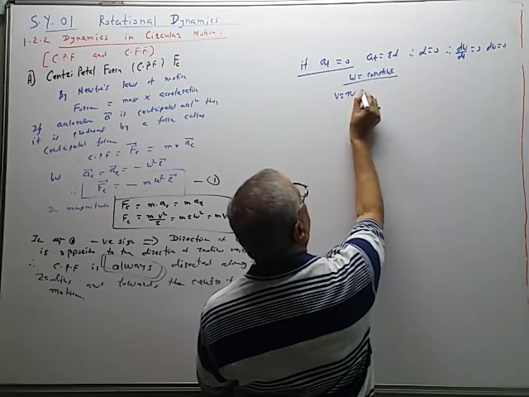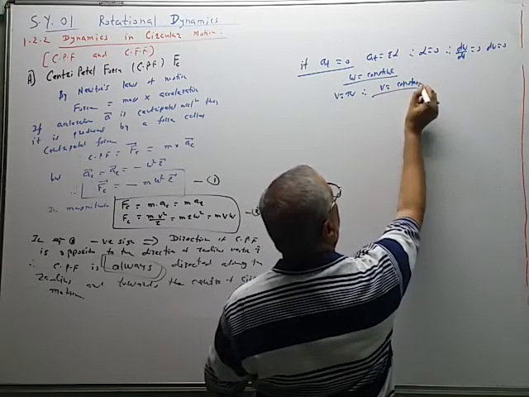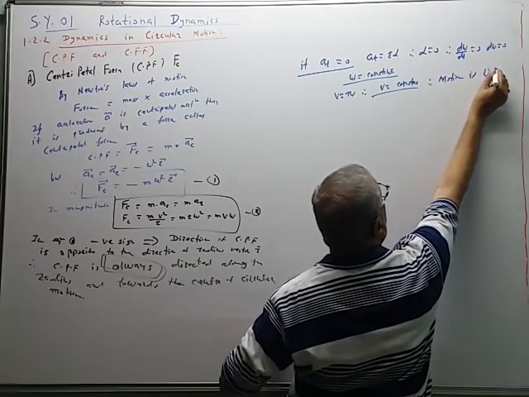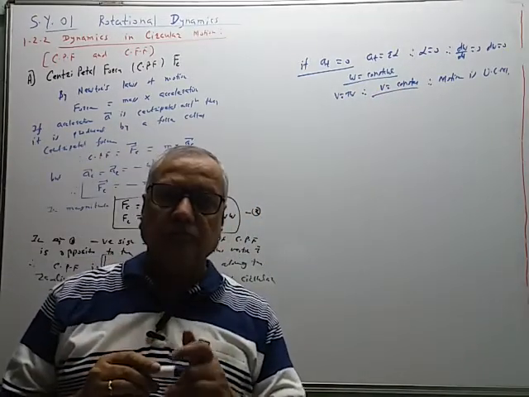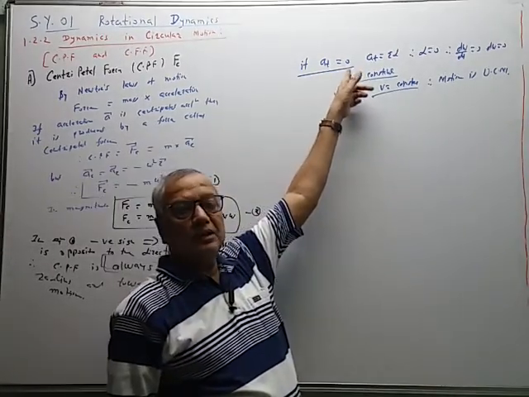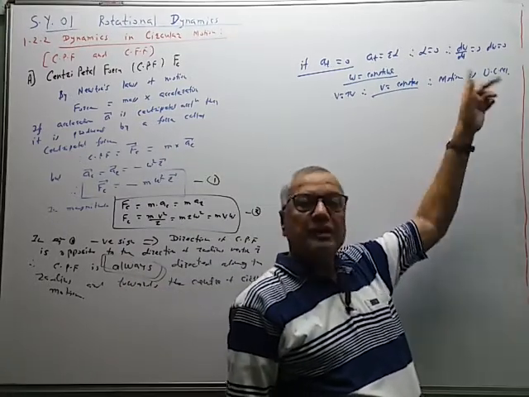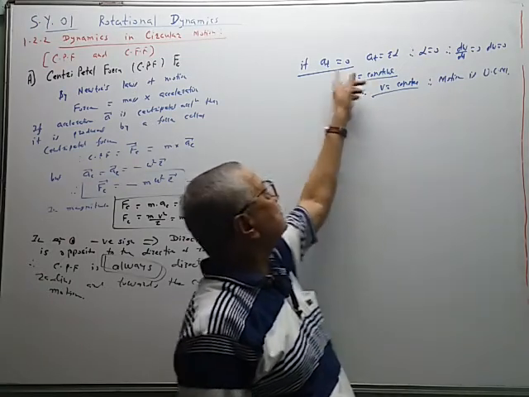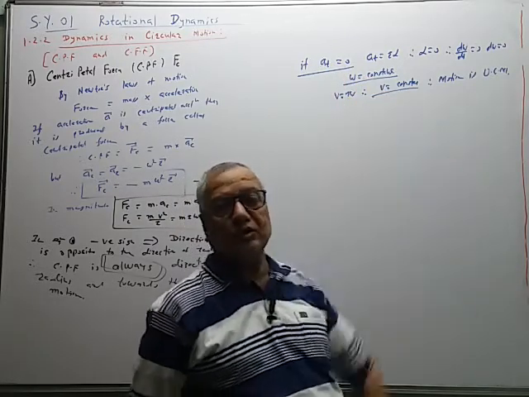V is equal to R omega. Therefore, omega is constant. Therefore, V is also constant. And therefore, the motion is UCM, uniform circular motion, because V and omega both are same. What is the conclusion? If the tangential acceleration is 0, then what is the conclusion about the motion? The motion is UCM and vice versa. You can use this property in both ways. If the motion is UCM, then tangential acceleration becomes 0. If tangential acceleration AT is equal to 0, then motion is UCM.